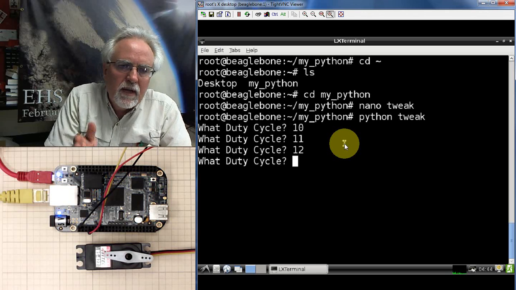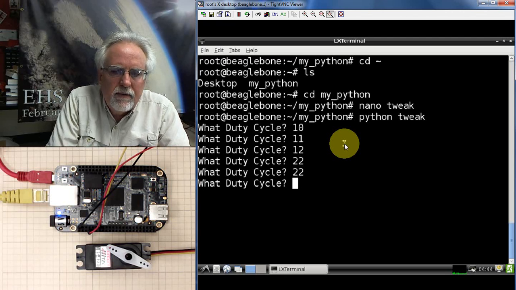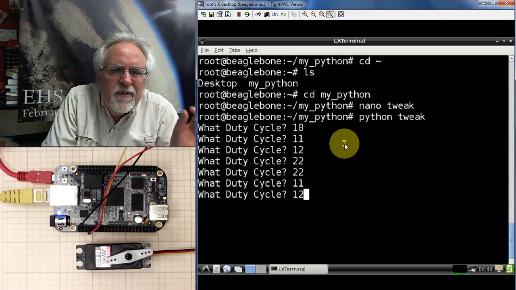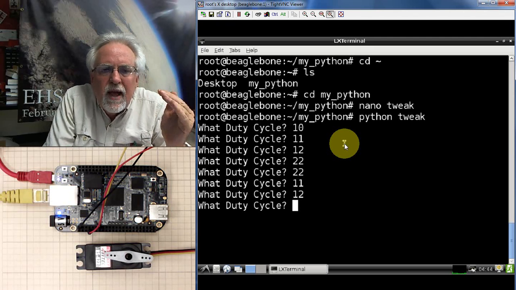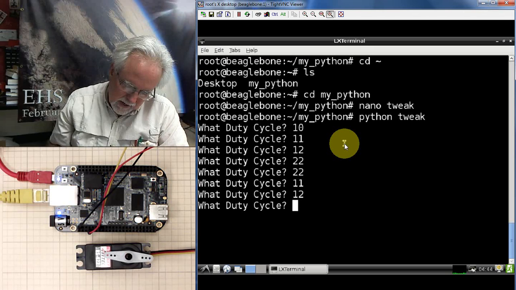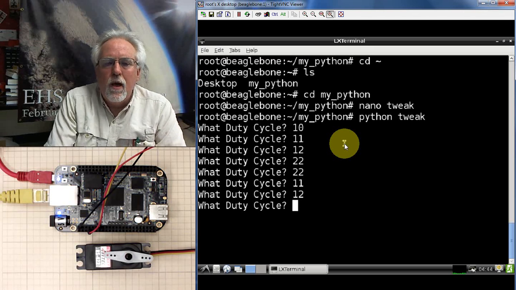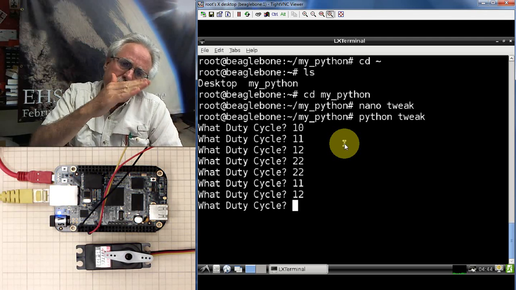Like if I go 11, it's going to back off a little bit. And now if I go to 12, it will go just a little bit further. So I haven't driven it into saturation. So my full right position is 12% duty cycle. What do I want to do now? I want to find the full left.